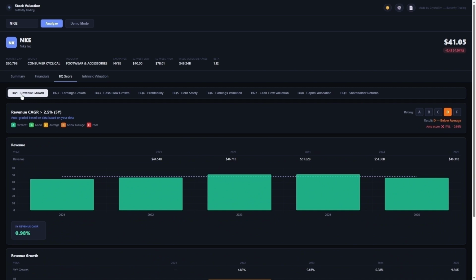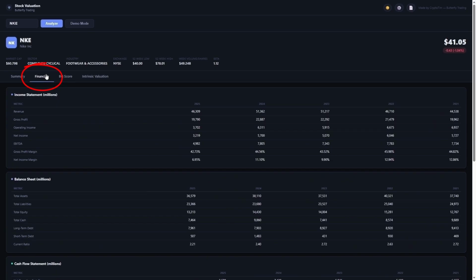Now there's also this tab right here with financials, so if we click on that, this will give you a 5-year of raw historical data across every major financial statement.